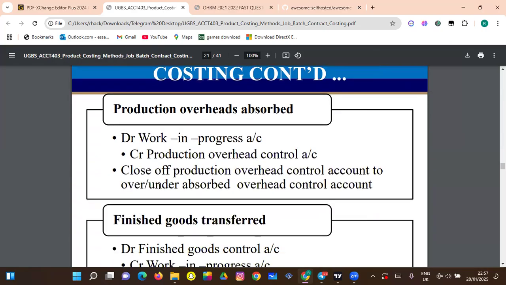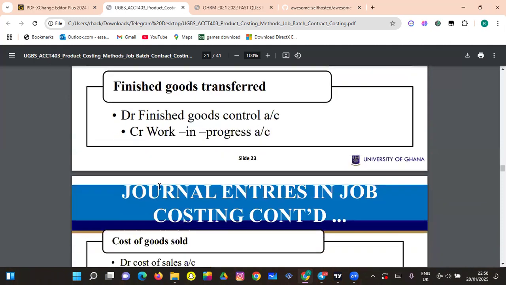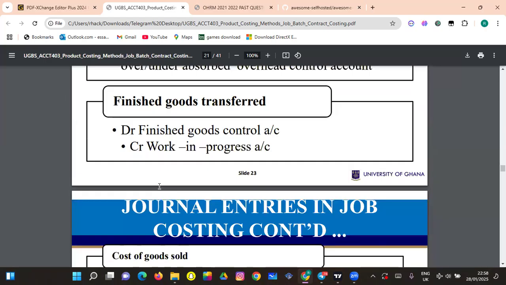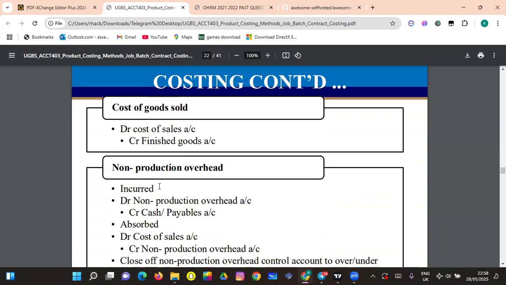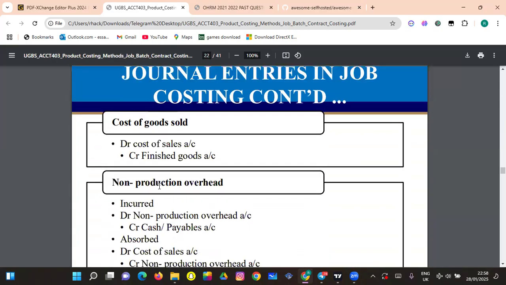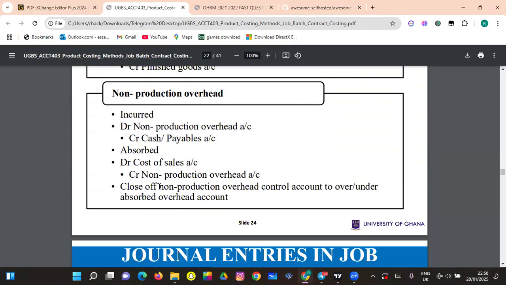In the case of production overhead absorbed, we debit work in progress account, we credit production overhead account, then we close off production overhead control account to the under or over absorbed overhead control account. When there's a finished good, we debit finished goods account and we credit work in progress account. Cost of goods sold, we debit cost of sales and then we credit finished goods account.